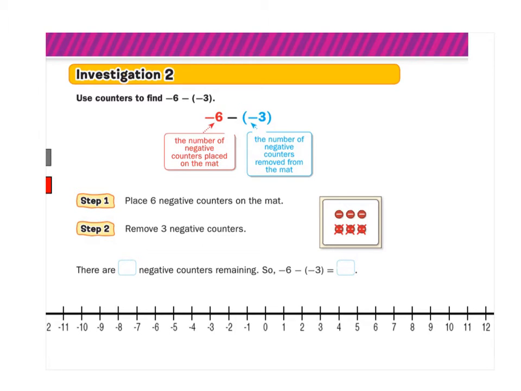Okay guys, we're going to talk about subtraction of integers here. So as we're looking, we start out with a -6. So we start at -6. So what we're going to do is on that -6, we're going to draw a line there.